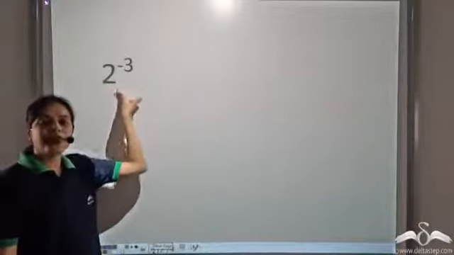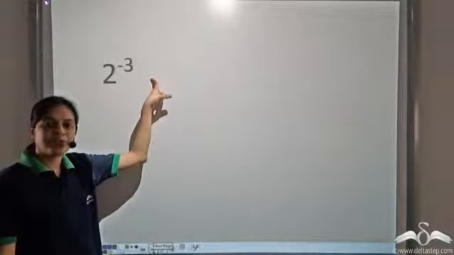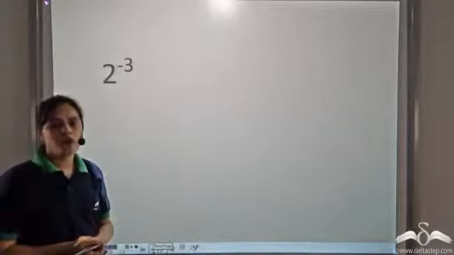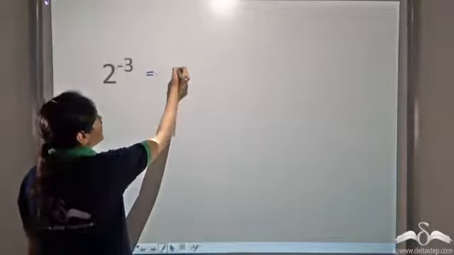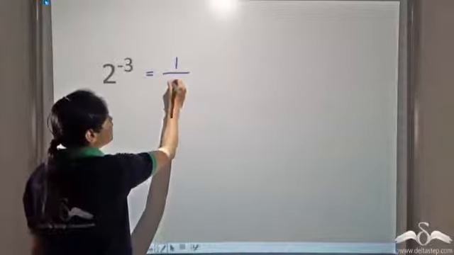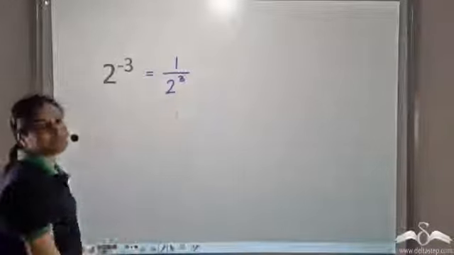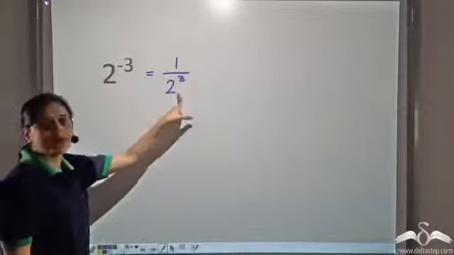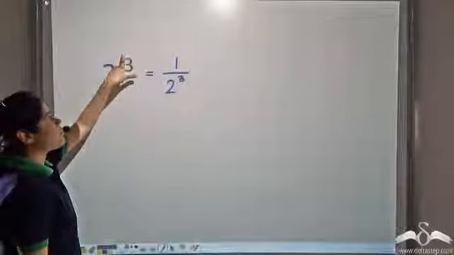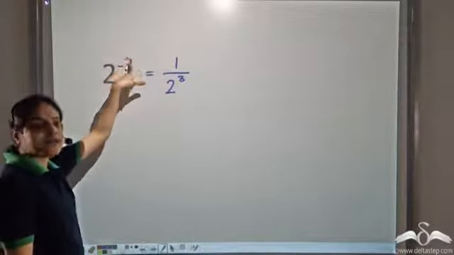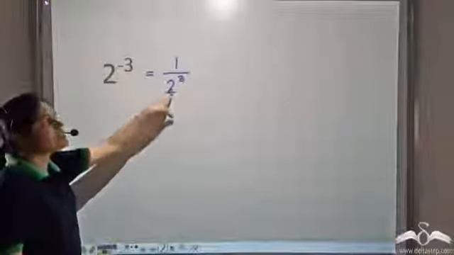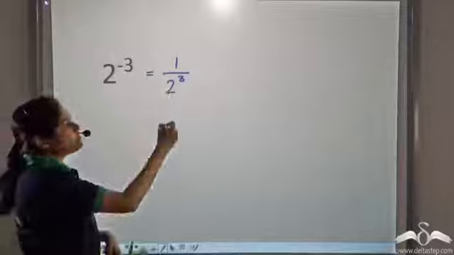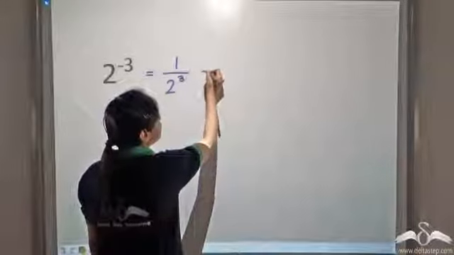Now can you find the value of 2 to the power negative 3? Let us use the law which we have learned just now. So we can write it as 1 divided by 2 to the power 3. We take it to the denominator. This exponent changes its sign, so negative 3 becomes positive 3. The base remains the same. So 1 divided by 2 to the power 3.